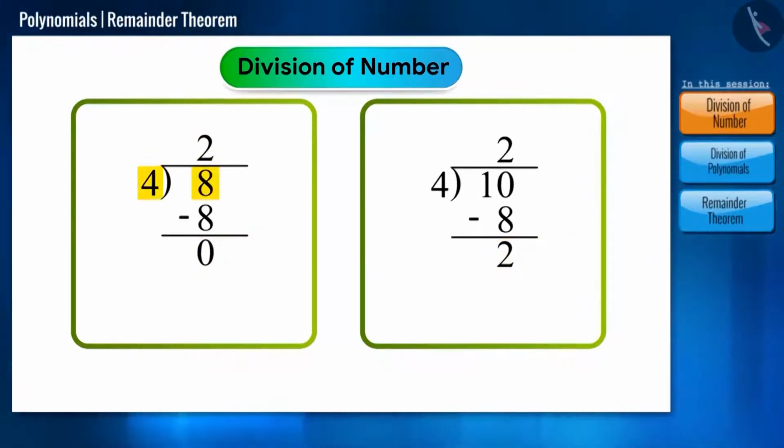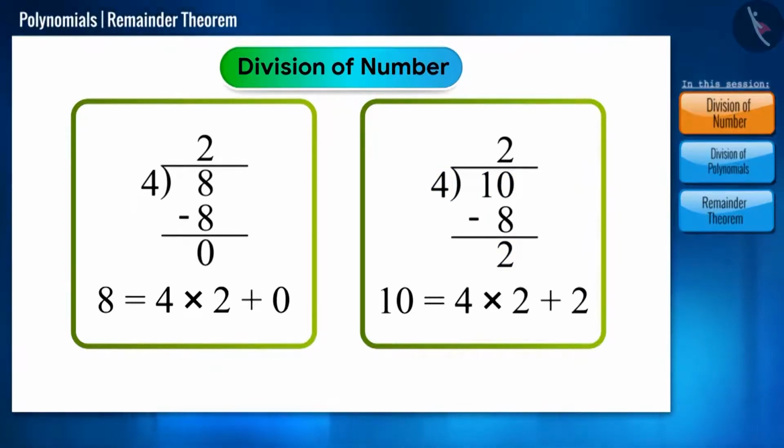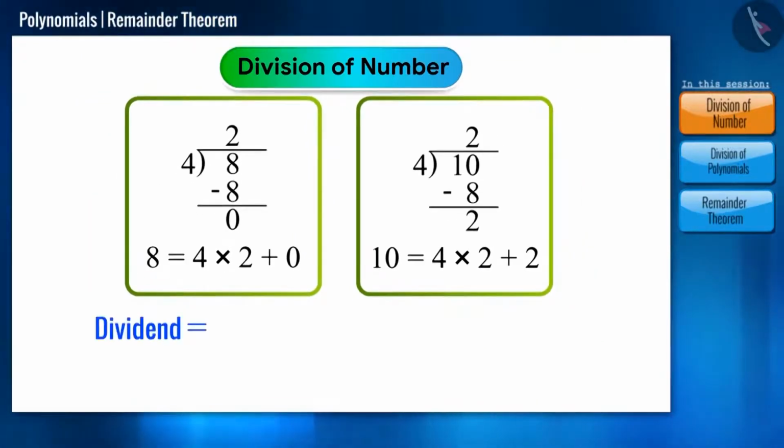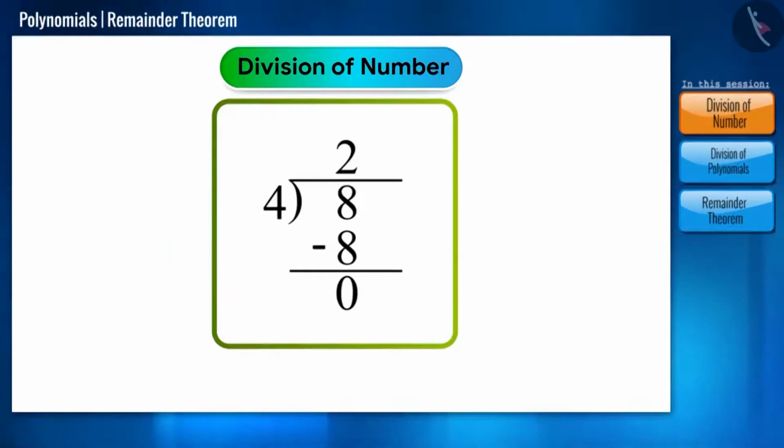For example, if we divide 8 by 4, we get the remainder as 0. Whereas, if 10 is divided by 4, the remainder is 2. We can also represent this process as 8 is equal to 4 multiplied by 2 plus 0 and 10 is equal to 4 multiplied by 2 plus 2. And we can say dividend is equal to divisor multiplied by quotient plus remainder. It is important to note that when a number divides the other number completely, then it is called the factor of that number. Here, 4 is the factor of 8.